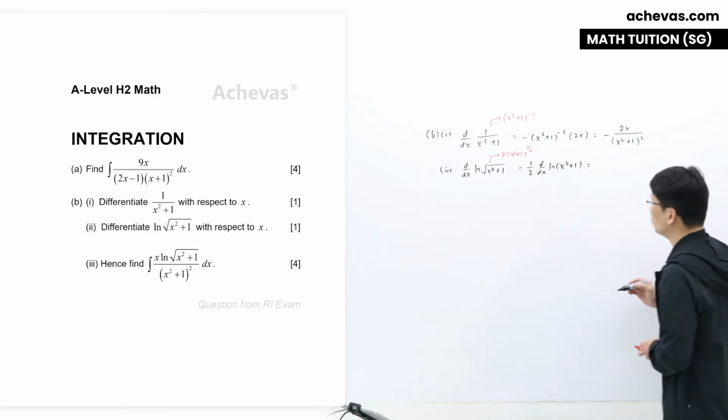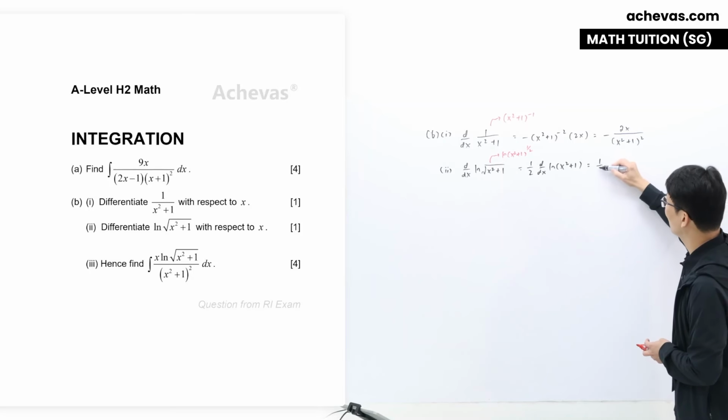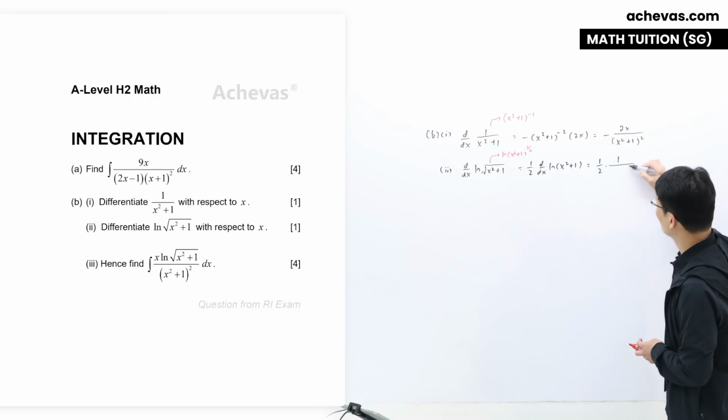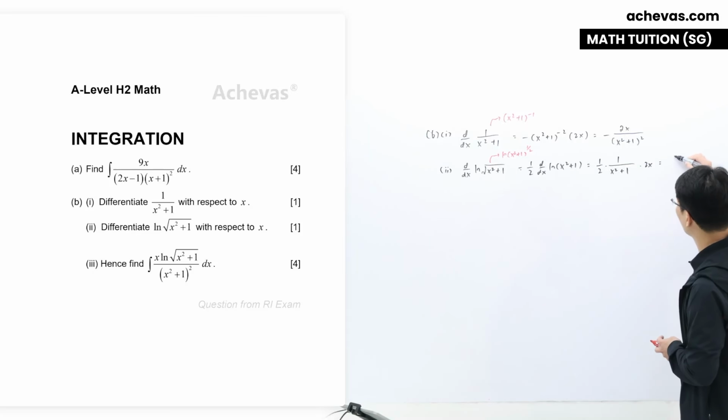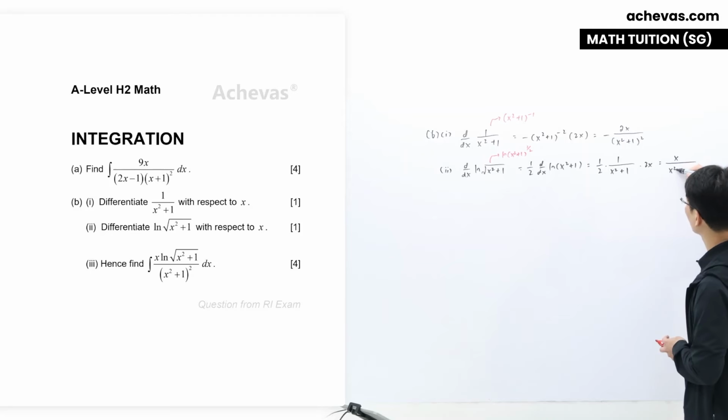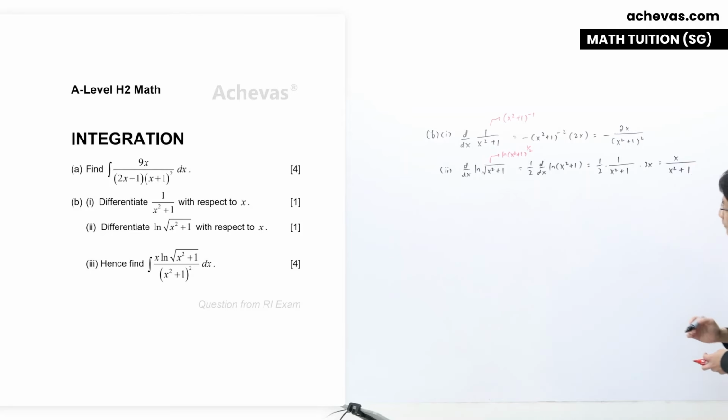So now I'm ready to do a differentiation. I have a half. This will just be 1 over x squared plus 1 times 2x. Simplifying, I will have x over x squared plus 1.